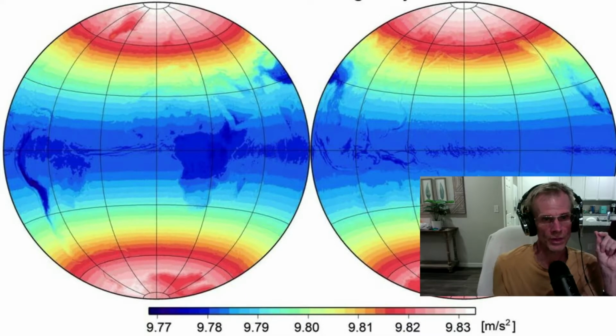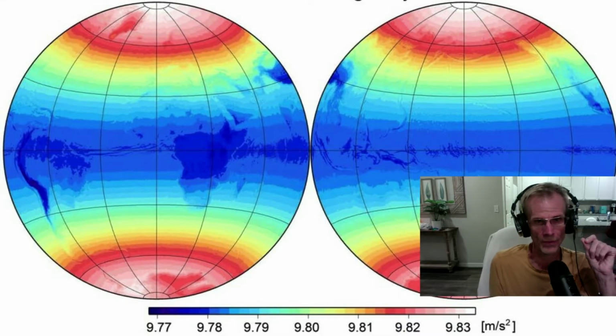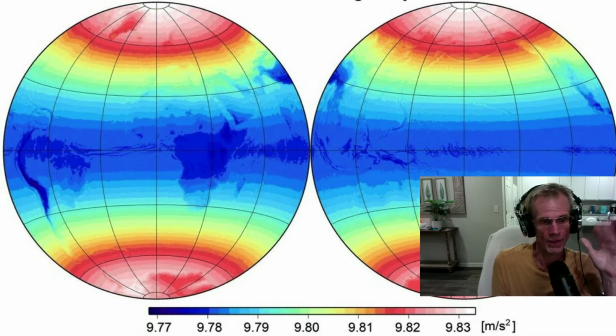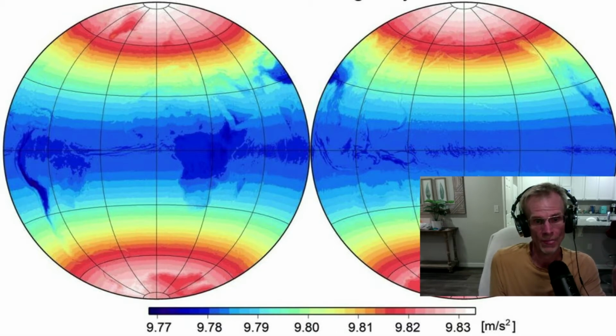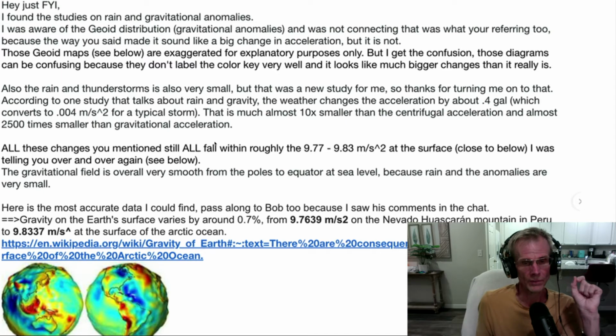So just to recap from the last video, we talked about how the Earth's gravitational acceleration at the surface is relatively constant. It varies from around 9.76, 9.77, up to 9.83. And this does account, as I said in the last video, for all the gravitational anomalies. It certainly accounts for even rain or other gravitational waves from the weather. Those little small changes aren't enough. They're just very small, as I talked about in the last video.